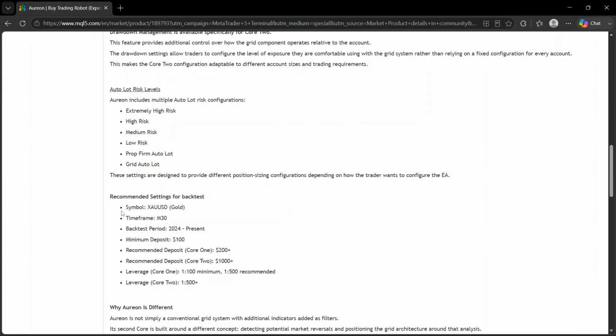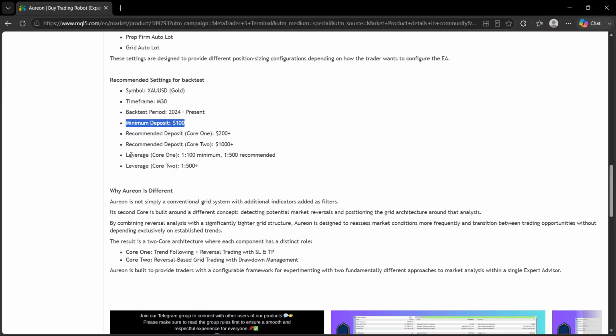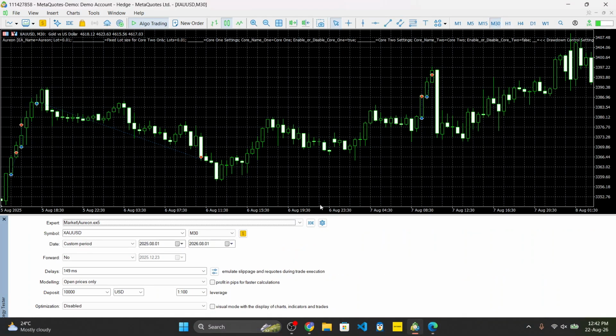Now we have the symbol gold USD on the M30 time frame. Now they gave a recommended period of 2024 to present, but I'm using my own backtest period, minimum deposit of 1000 and leverage of 1:100 minimum. Now let's go over to my backtest.